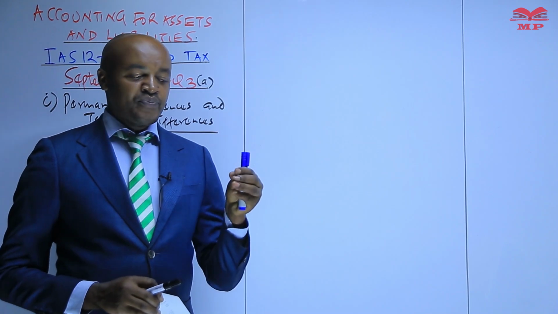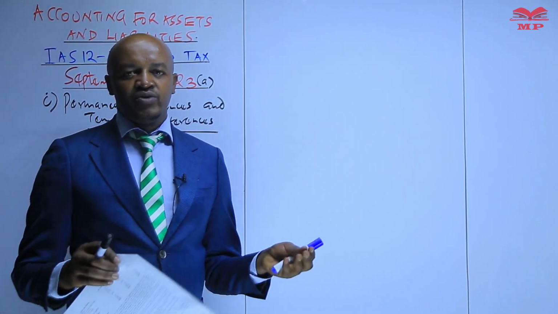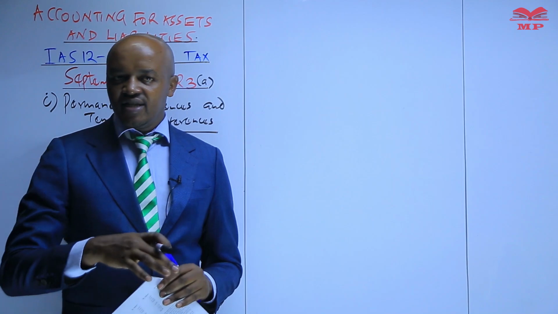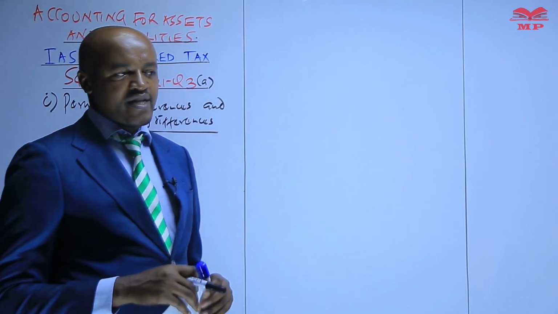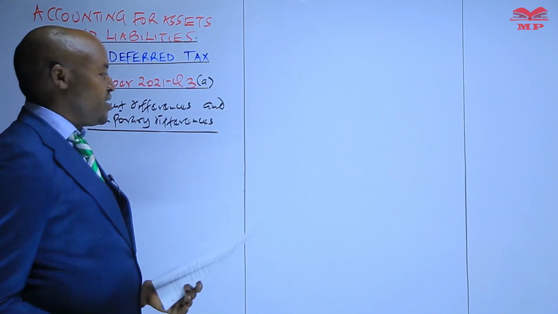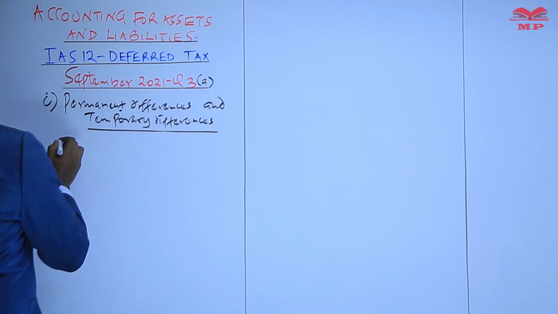Another good example of such an item is fines and penalties. Fines and penalties are accounted for by the company as an expense in computing the accounting profit, but those items are not treated as an allowable expense in computing the taxable profit. Those are the items which give rise to what is referred to as the permanent difference.